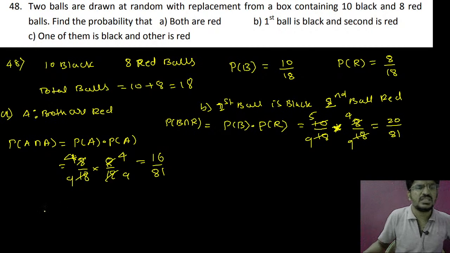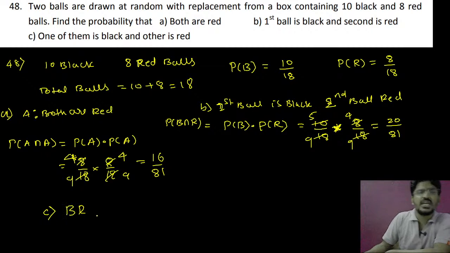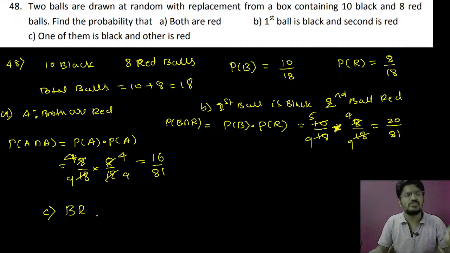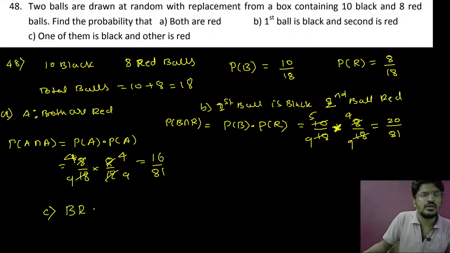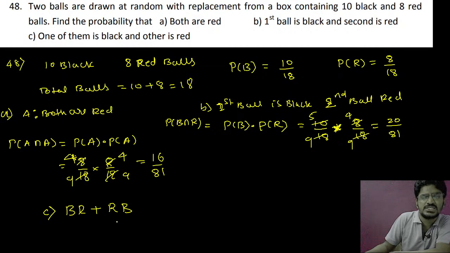And second, C, you can see what is C? One of them is black, another one is red. That means first it can be black, next it can be red. Plus first it can be red, next it can be black. So you have to solve these cases.